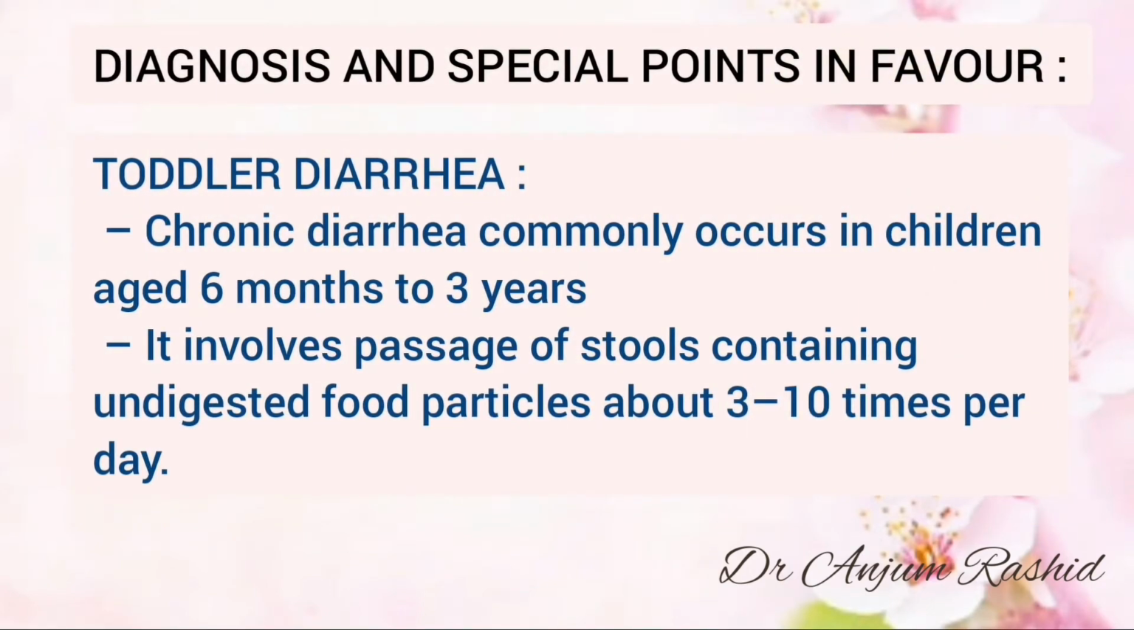Now the diagnosis and special points in favor. This case is toddler diarrhea. It is a chronic diarrhea commonly occurring in children aged 6 months to 3 years. It involves the passage of stools containing undigested food particles about 3 to 10 times per day.